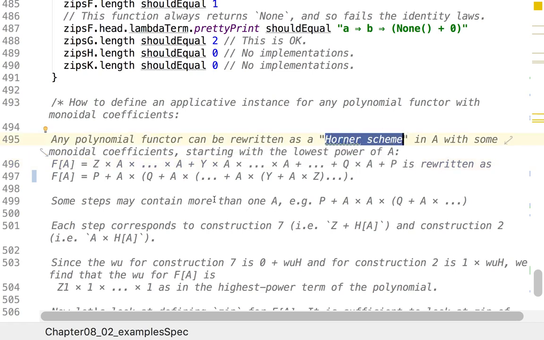And notice here some steps could contain more than one a. So for example, it could be like this, because some coefficients could be 0, conceptually speaking, or 0 type is also something we could use here for generality, but we don't have to. Each of these steps corresponds to construction 7, which is this, z plus some g of a, actually, I think it was called.